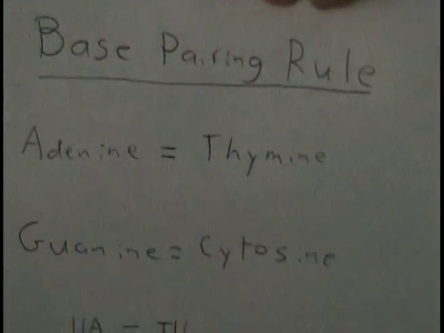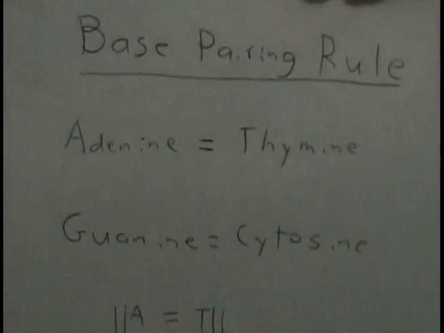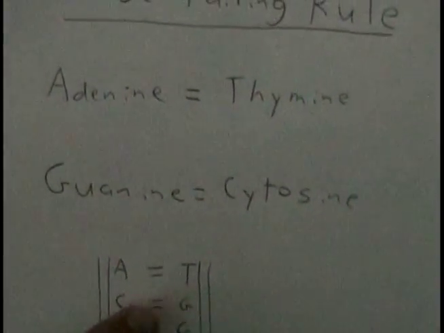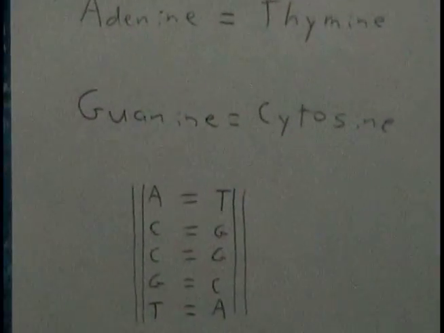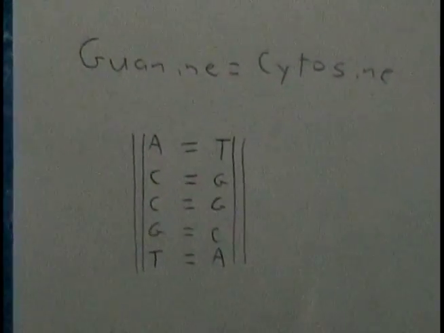But before we can talk about DNA, we have to explain the base pairing rule. Adenine always goes with thymine and guanine with cytosine. In other words, A with T and G with C. Now that we know the basics, we can talk about replication.